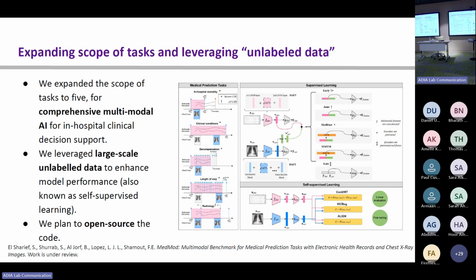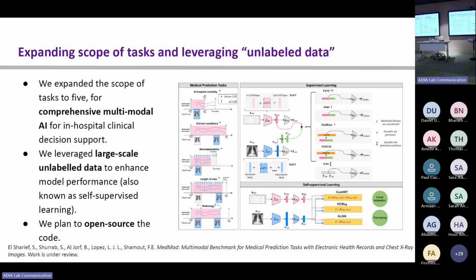And following that work, we started looking into using self-supervised learning in order to learn general representations that are not task-specific, and scaling up the number of tasks. This work is currently under review, called MedMod, but we introduced a new benchmark that has self-supervised learning methods if you're interested in that domain, like ConVIRT, ALIGN, etc. We also introduced additional multimodal fusion approaches and evaluated them for additional tasks. So we currently evaluate for decompensation, length of stay, and also radiology labels.